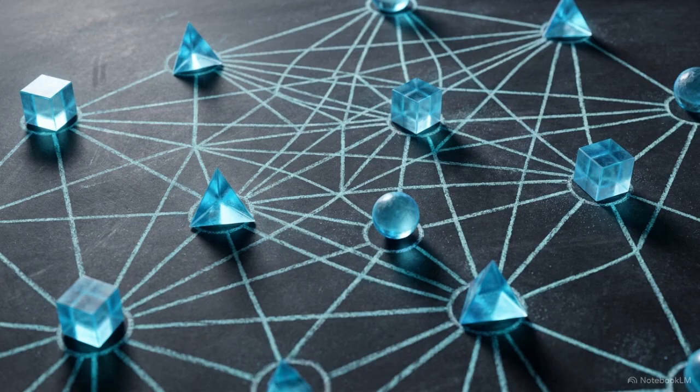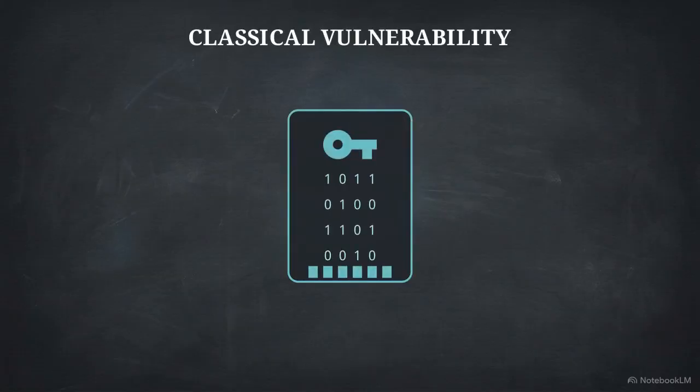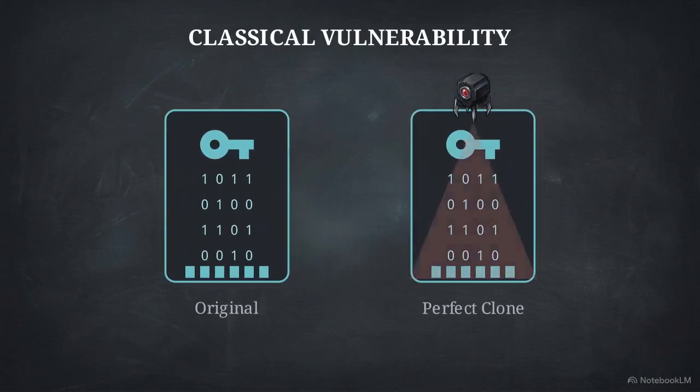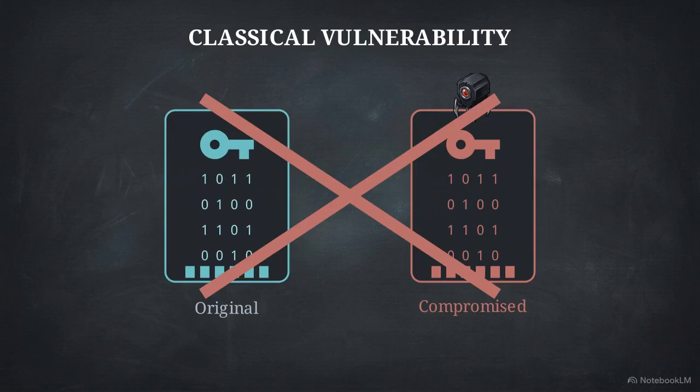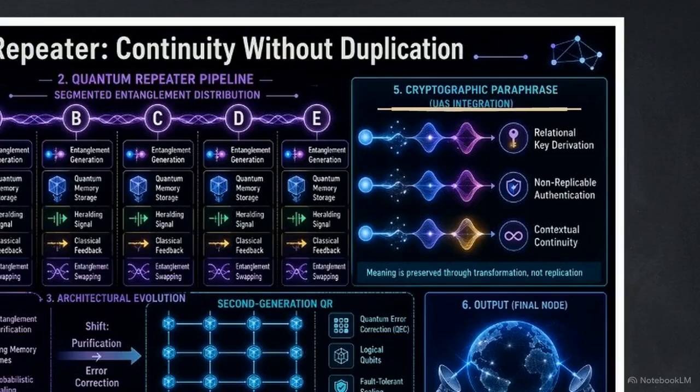This reliance on entanglement topology changes how we define a cryptographic key. Classical keys are static data objects stored in memory, which makes them vulnerable to being copied or eventually decrypted by more powerful computers. Panel 5 introduces cryptographic paraphrase, security derived from graph invariant properties. The key becomes an emergent property of the entire graph, existing only as relational correlation between nodes. This ensures meaning is preserved through transformation, not replication.